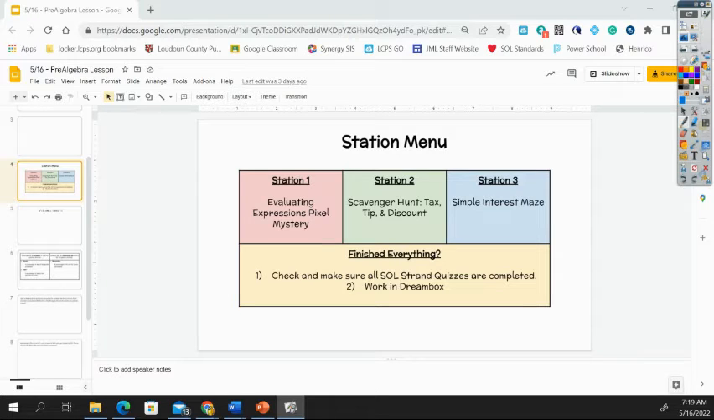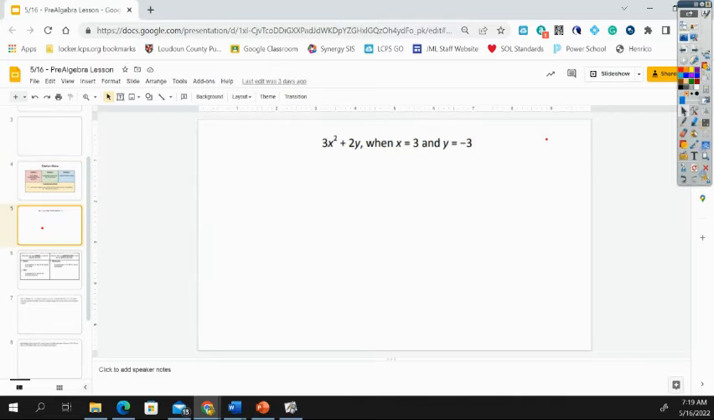Let's review these topics. The first topic we're going to review together is evaluating expressions. So let's look here at this problem. For evaluating expressions, you're always going to have a problem like this, 3x squared plus 2y. To solve this problem, we need to know what the letters equal, and they're going to tell us. Right here, they tell us x equals 3 and y equals negative 3.